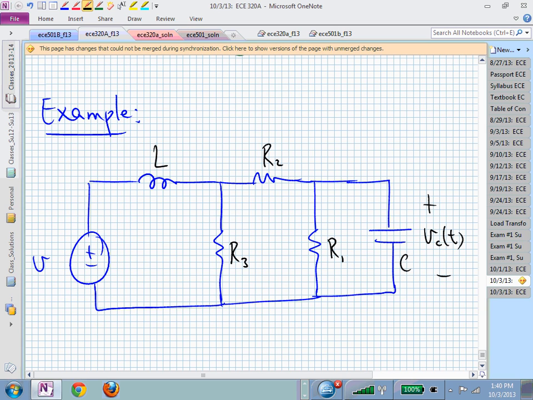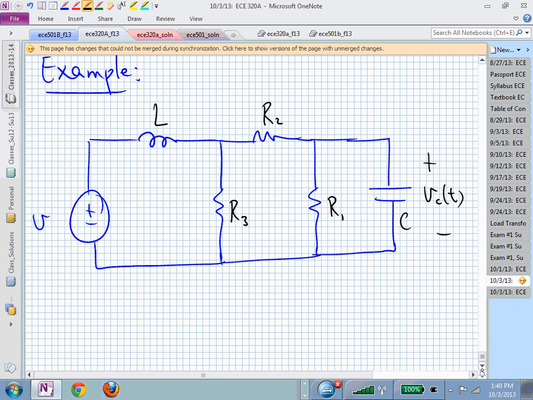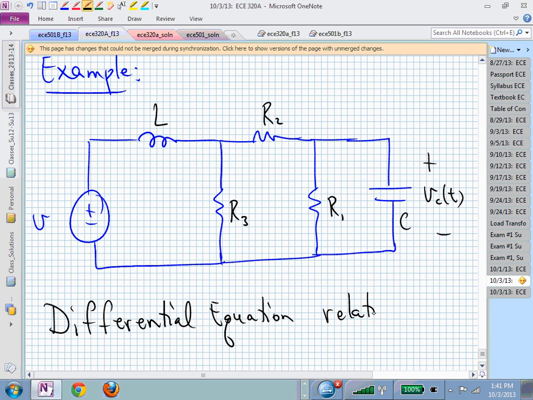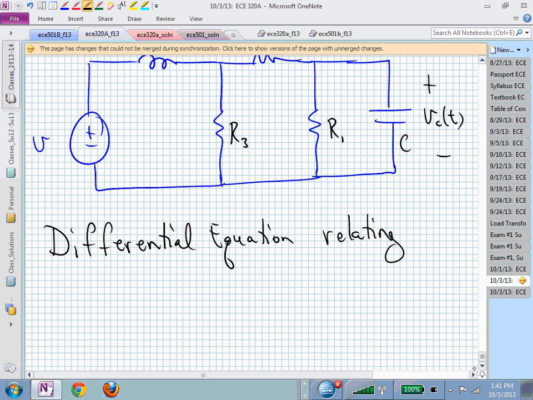And here's what we want to do. This can be done in the time domain or the frequency domain. We're going to do it in the time domain today. What we want to do right now is develop a differential equation relating the output voltage, let's say V sub C of t, or the voltage of that capacitor, to the input source, V of t. And we weren't told what V of t was. We don't need to know what it is. You just give it to us at the end.